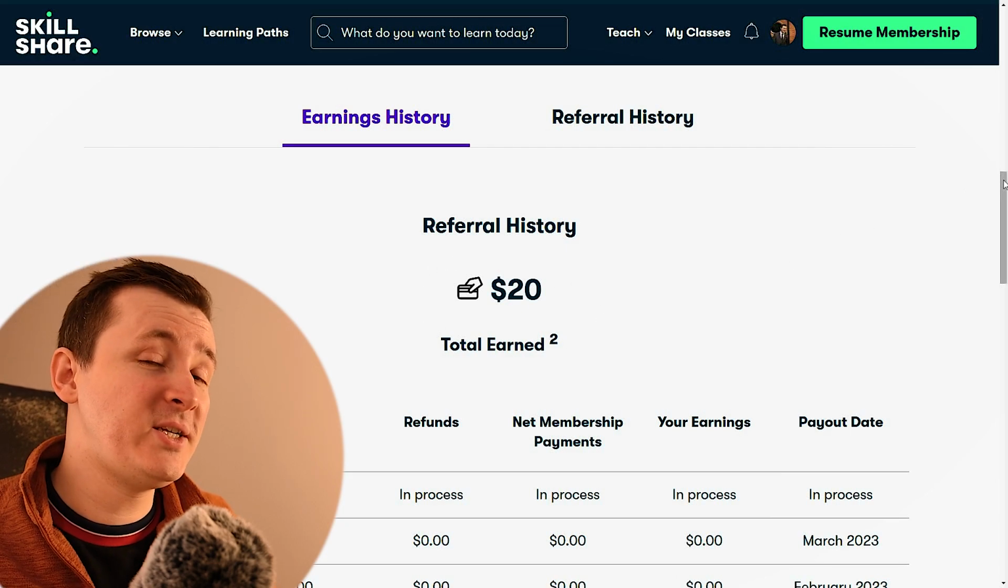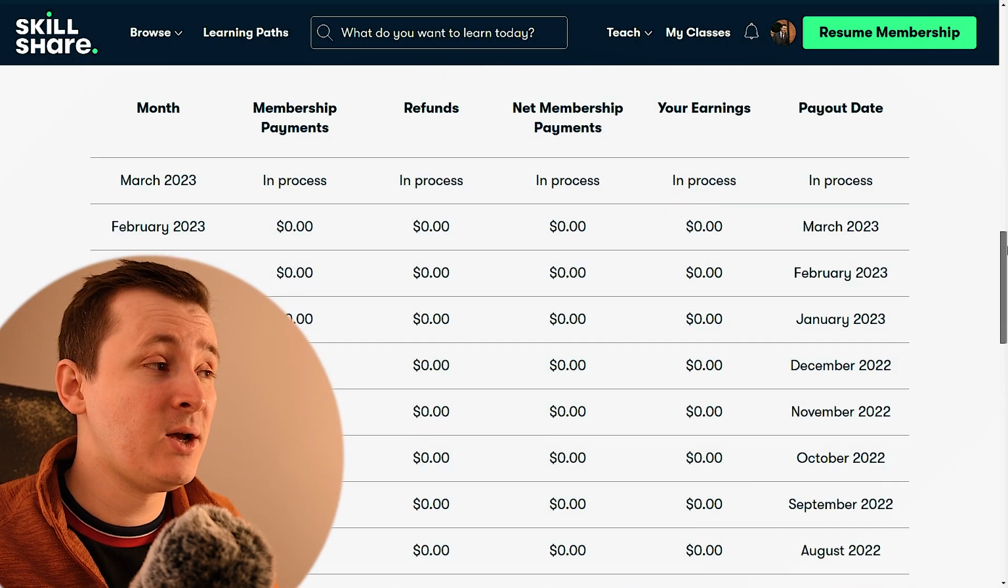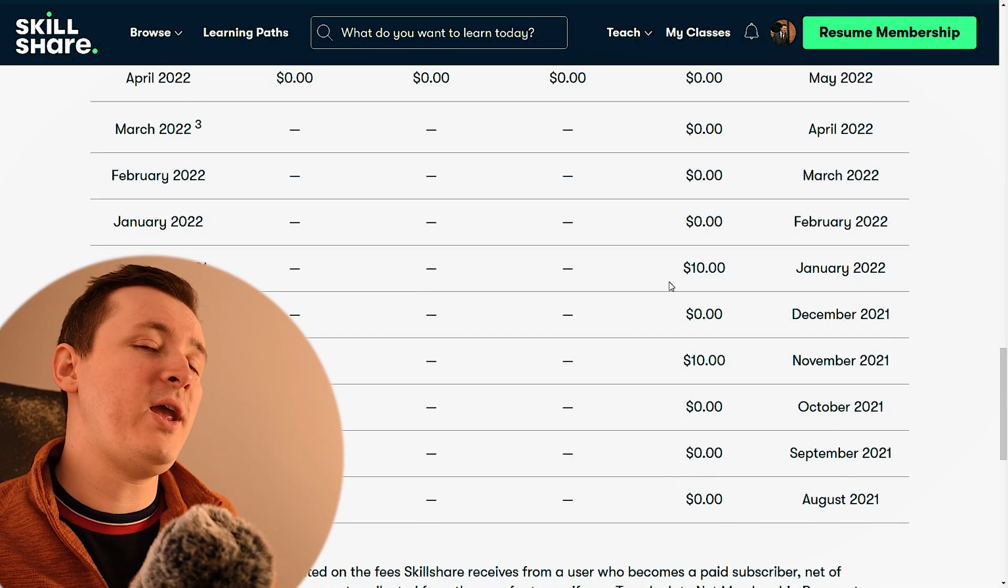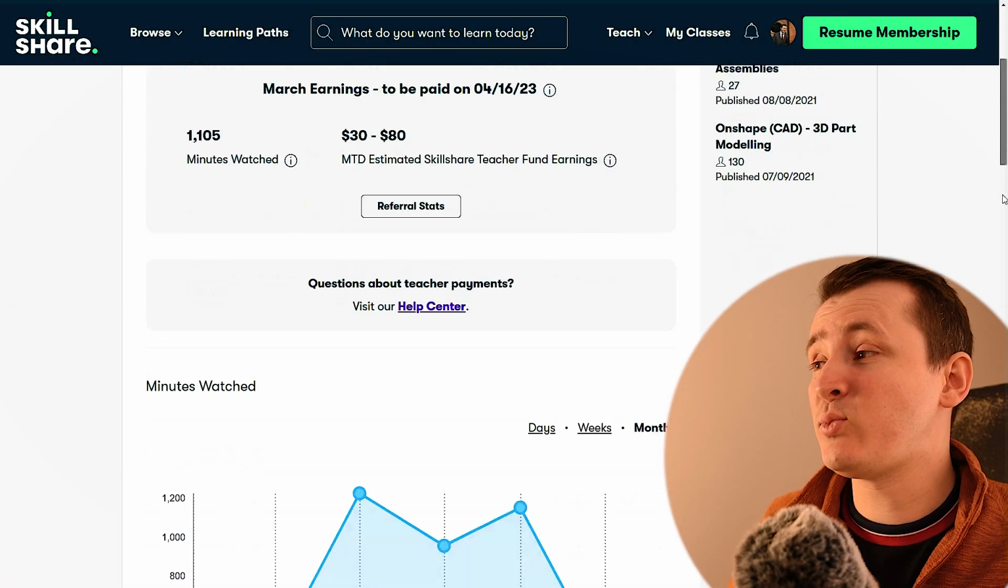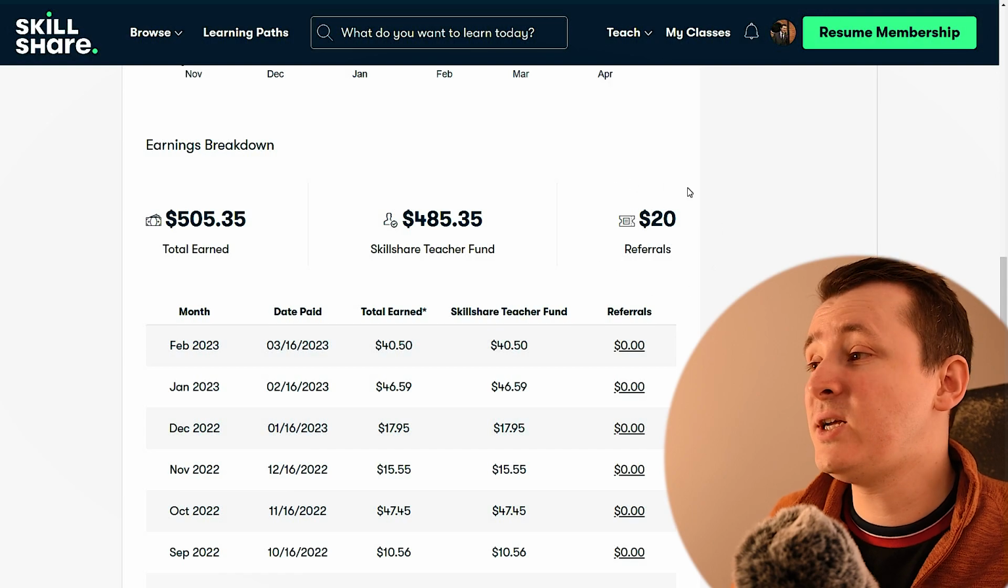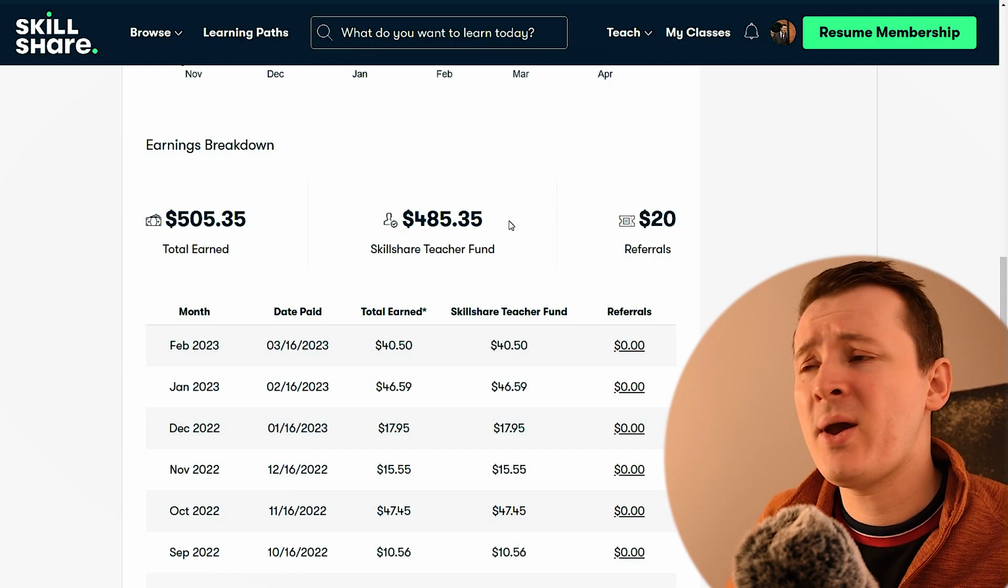So a total of $20 earned from affiliate earnings, which is the grand total of affiliate earnings that I've generated over all the income streams that I've tried. And that's what this breakdown here is showing. Affiliate referral earnings and the earnings from the teacher fund. So that's the pay per minute thing. The teacher fund is the official name for how the primary teacher payment works.